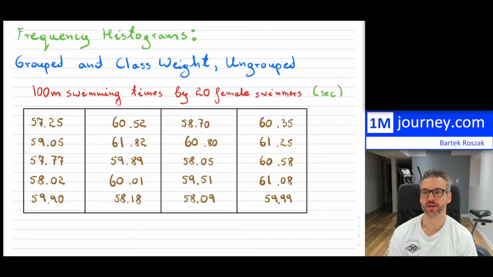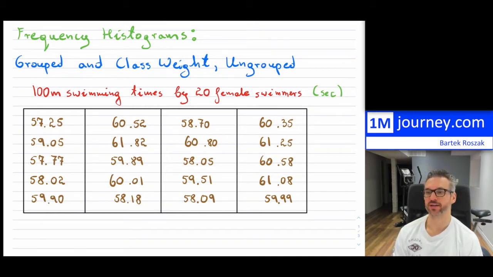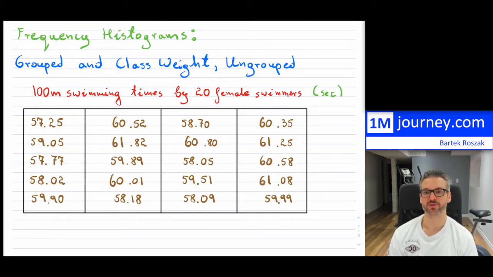In this video, I just want to explain to you how to group data, how that grouping is created, and then what your class weight is, so what's the size, and then the difference with ungrouped data. So we have here 100 meter swimming times by 20 female swimmers.